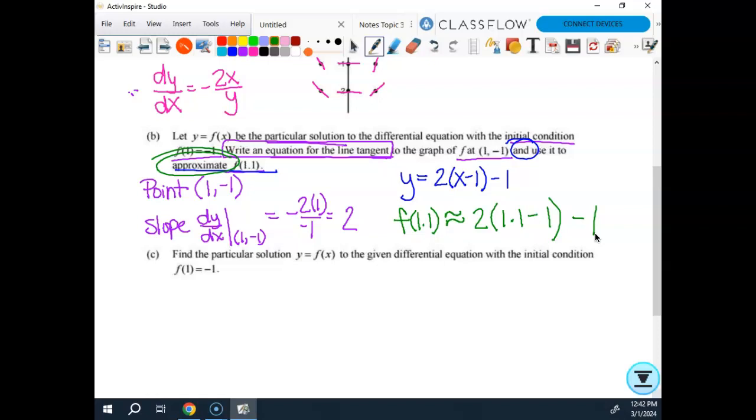All right. So now it says find the particular solution. Find the particular solution, y equals f of x, to the given differential equation with the initial condition. So now what do we need to do? Separate. Okay? So dy is -2x over y dx, and go from there.